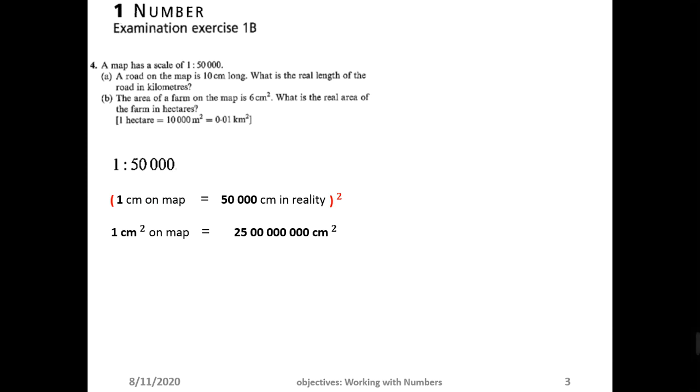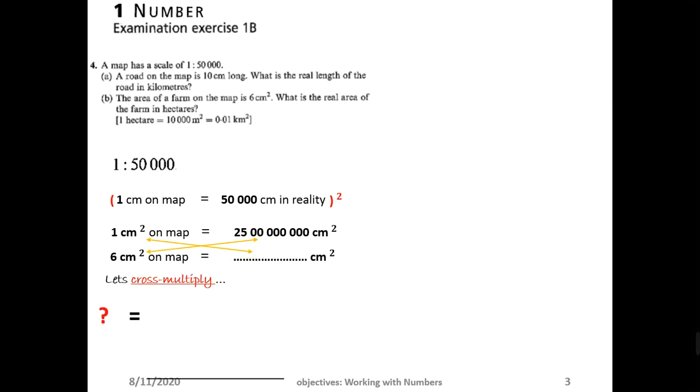Now, what's given to us is 6 centimeters squared, the size of the farm on the map. The 6 centimeters squared will go underneath the 1 centimeter squared on the map, which leaves the size in reality unknown. Let's cross multiply. When we cross multiply, we say our unknown is equal to a fraction line. What is the unknown multiplied by? It's multiplied by the 1.